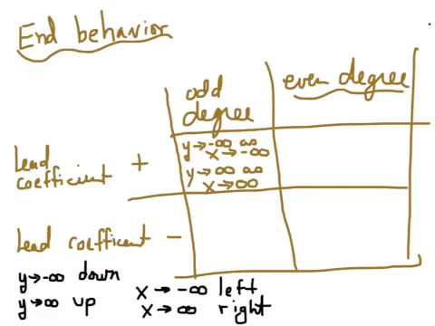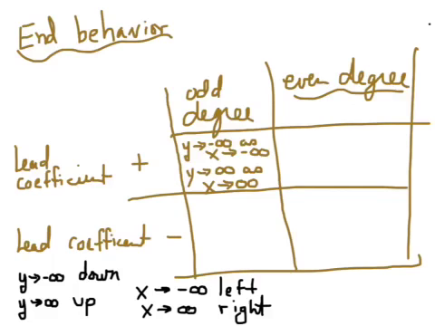So this first one says y approaches negative infinity as x approaches negative infinity. They're saying as you go to the left, it's going down. And then the second part of that, as y approaches positive infinity as x approaches positive infinity, as you go to the right, it's going up. That's what it's referring to.